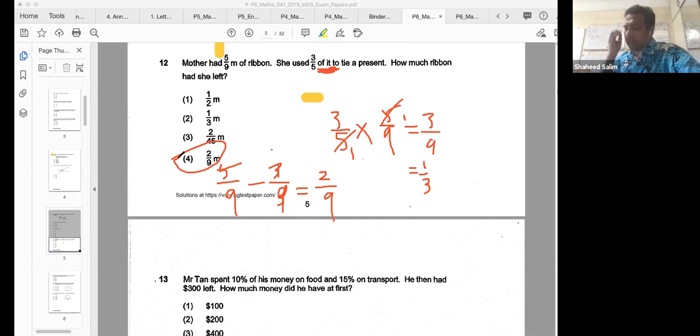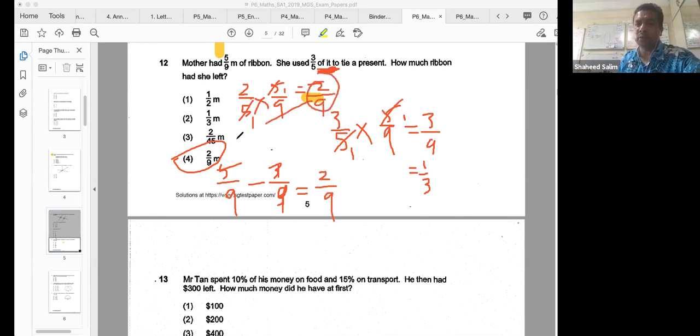Another way to do this is simple. Now, if she used 3/5, that means she's balanced with 2/5. So 2/5 of it is the balance. So just times. You see, can see now. Cancel. So you get 2 times. Hold on. You cancel and cancel. 1, 1. 2 times 1 is 2. 1 times 9 is 9. Can you see it's the same thing? Some students may prefer this method.